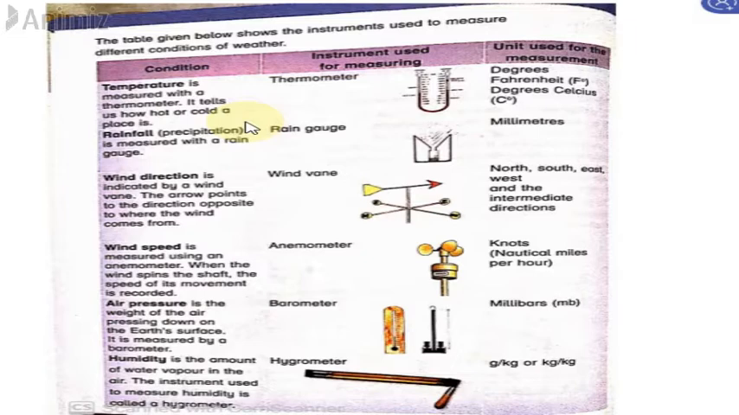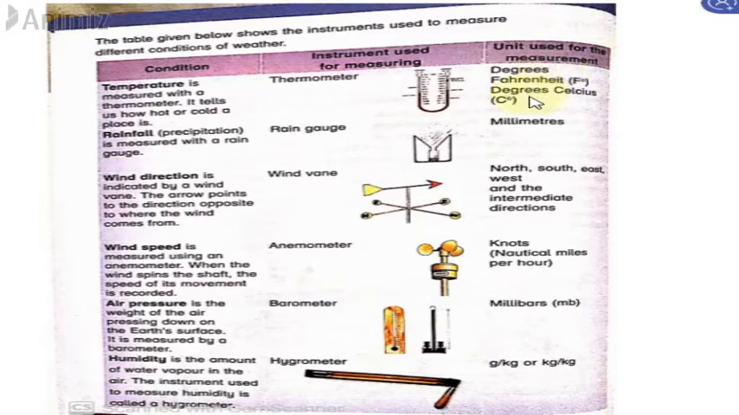At 0 degrees, probably there will be ice. At 0 degrees, the water gets frozen. So the less the temperature, the colder the thing is. The more the temperature, the hotter the thing is. So the first condition that the meteorologist measures is the temperature. And what do we measure it with? We measure it with a thermometer. And what is the unit that is used for measurement?